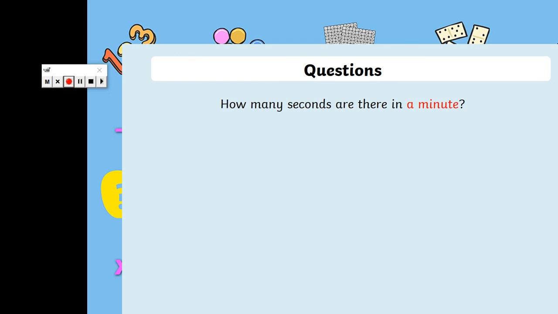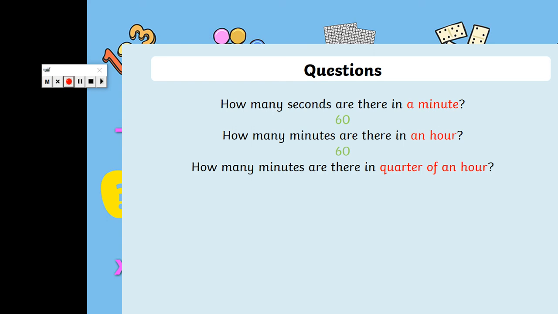How many seconds are there in 1 minute? There are 60 seconds in 1 minute. How many minutes are there in 1 hour? I'll give you a clue. It's the same answer. So there are 60 minutes in 1 hour. How many minutes are there in a quarter of an hour? If we were to divide 60 by 4, because it's 4 quarters, how many minutes would there be? It would be 15. Well done if you managed to say that.